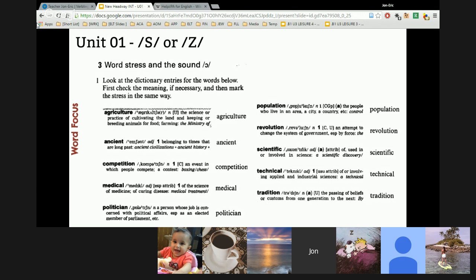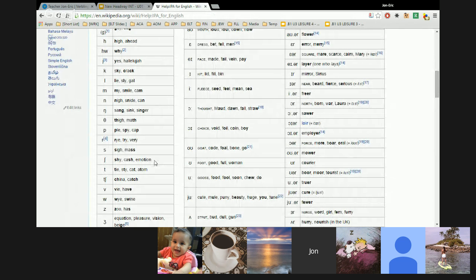Dish. Okay. That's the second syllable. Second syllable. Dish. Okay, good. Everyone notice that the word tradition has a TI in the "shun", TI. And if you go back here to our chart, in the link that I gave you in the chat window, again, it's this symbol here, the sh like shy, the sh like cash, sh like emotion.